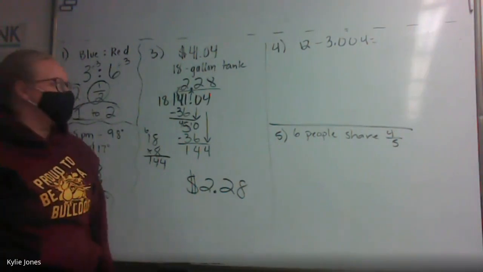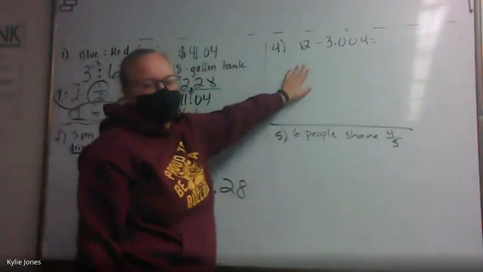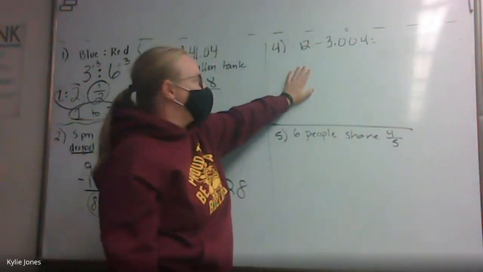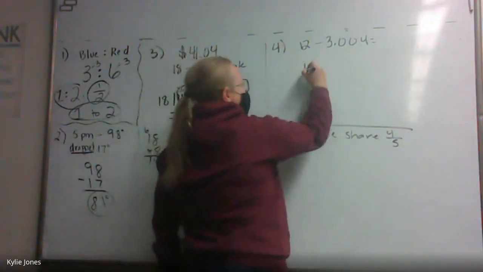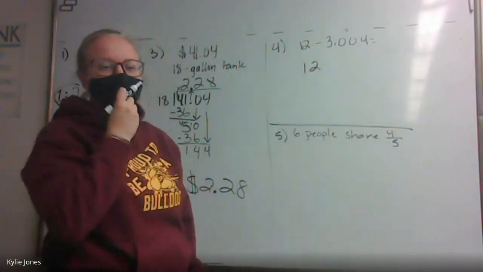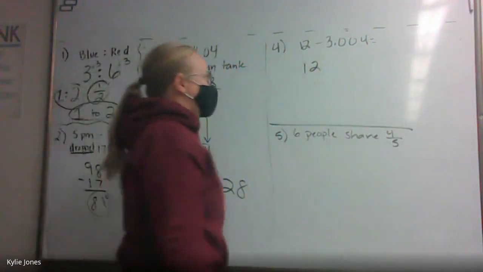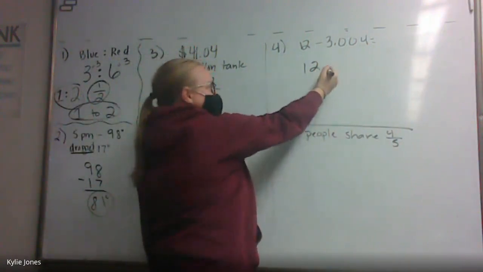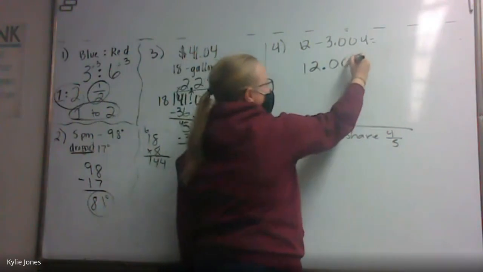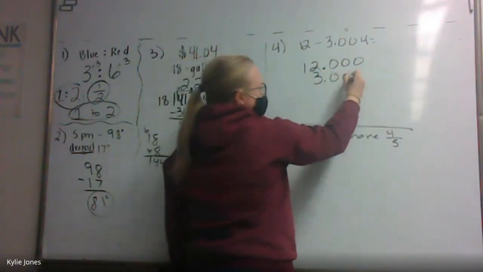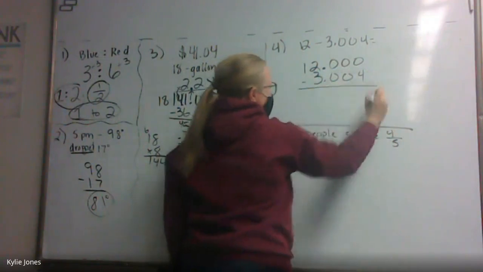Our next one, we're subtracting decimals. 12 minus 3 and 4 thousandths. So 12 needs to go on top. I need to line up my decimals when I subtract. Where does my decimal go in the number 12? At the end of our number, and we can add as many zeros as we need. We need to line up our decimals here. And now we can subtract.